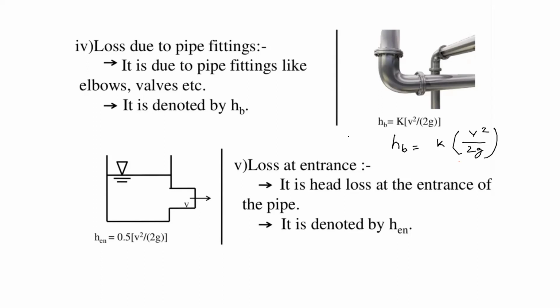And the last formula for minor loss is loss at the entrance. H entrance, uska formula hai 0.5 into bracket open V square upon 2G, bracket close. Please note down the formula for H entrance.